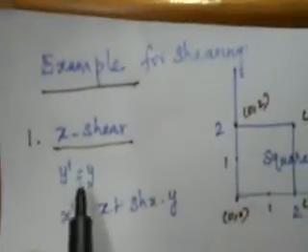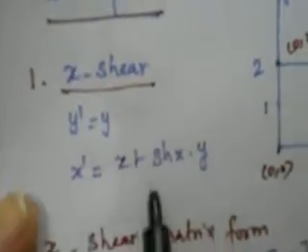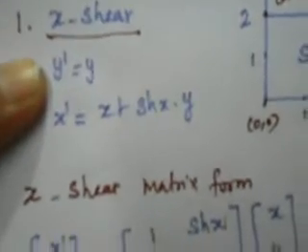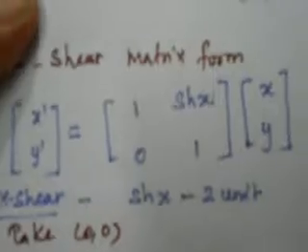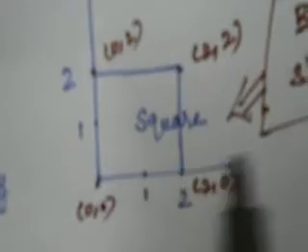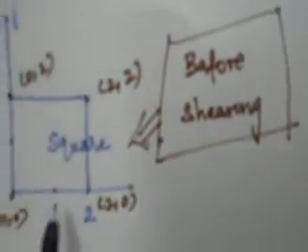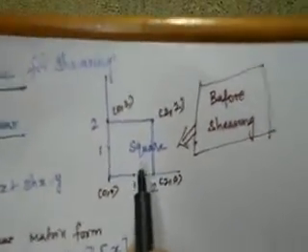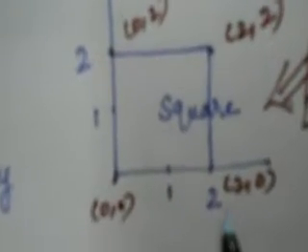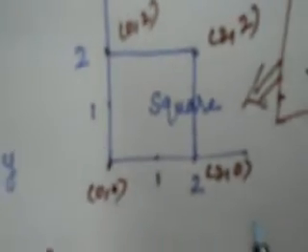Example for shearing. Already we have seen what x shearing is, the equation and the matrix format. Now we are going to see an example for shearing. Here I have taken a square as the example. The square includes 4 different coordinates: 0, 0; 2, 0; 0, 2; and 2, 2. Before shearing we have an object square in shape. This object is going to change in shape after the shearing. Let's see how it changes.